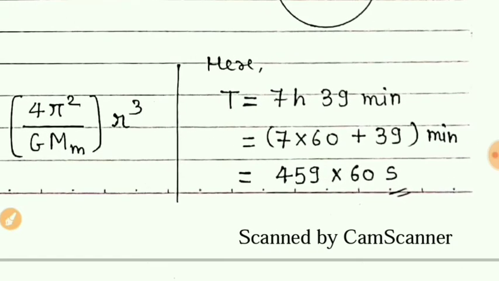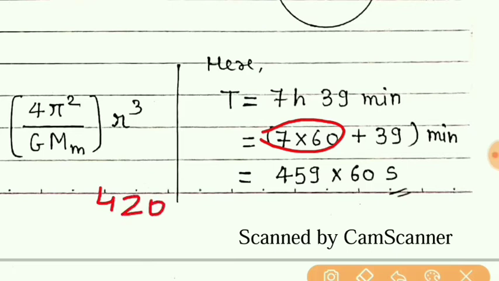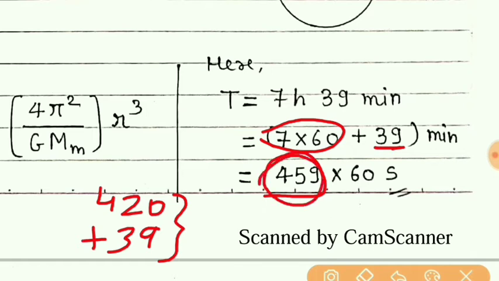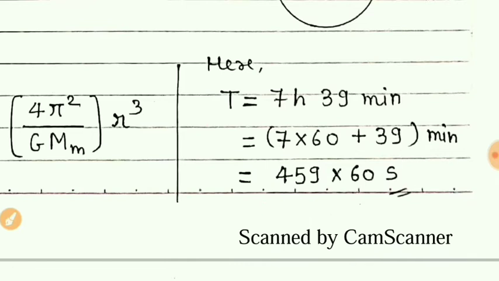Now 7 into 60 is 420 plus 39. This will give you 459 minutes. Now this is in minutes. We have to convert this into seconds, so we multiply by 60. So now this periodic time is converted to second. It is 459 into 60 seconds.